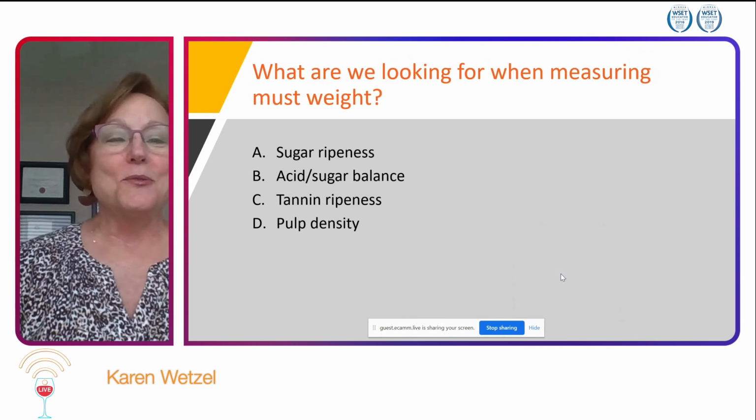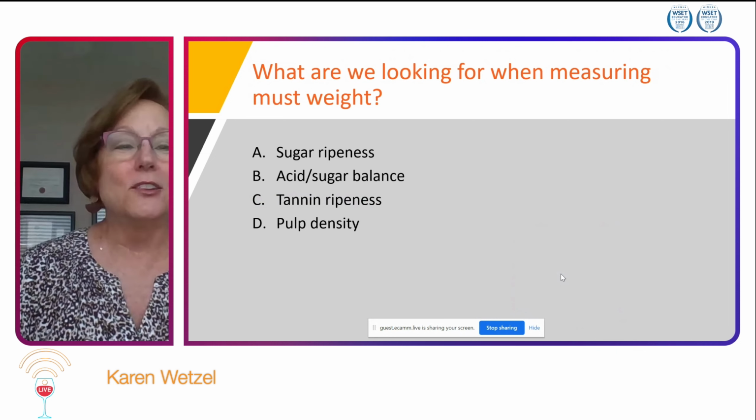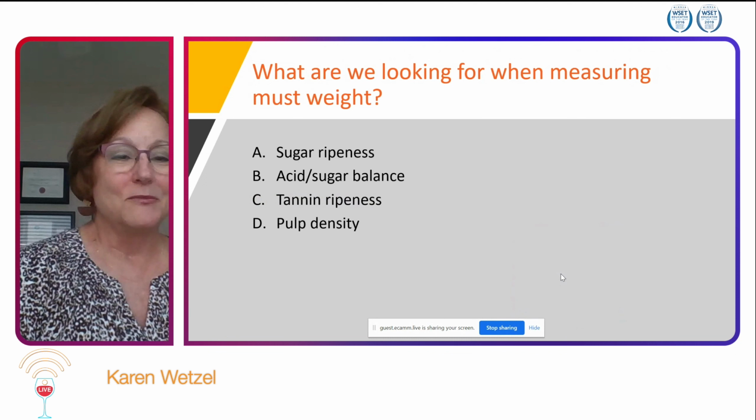All righty. So, what are we looking for? Did we do this already? What are we looking for when we're measuring must weight? What are we looking for?